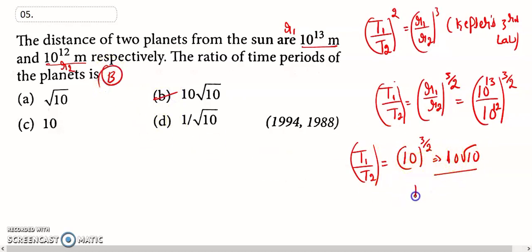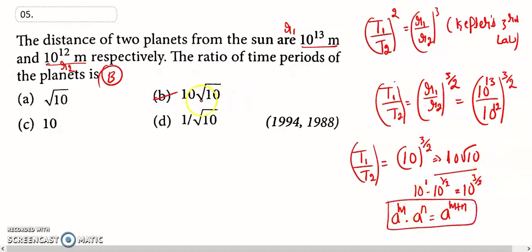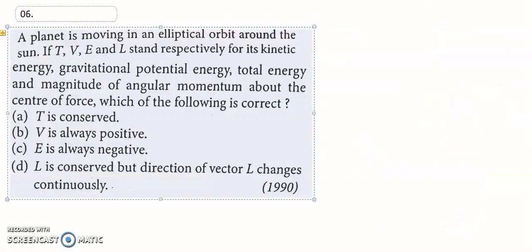Why? Because 10 to the power of 1 into 10 to the power of 1 by 2 gives 10 to the power of 3 by 2. From a to the power of m into a to the power of n is equal to a to the power of m plus n. So this is the formula. So B is the right answer for the fifth question. Let's move to the next question, question number 6.